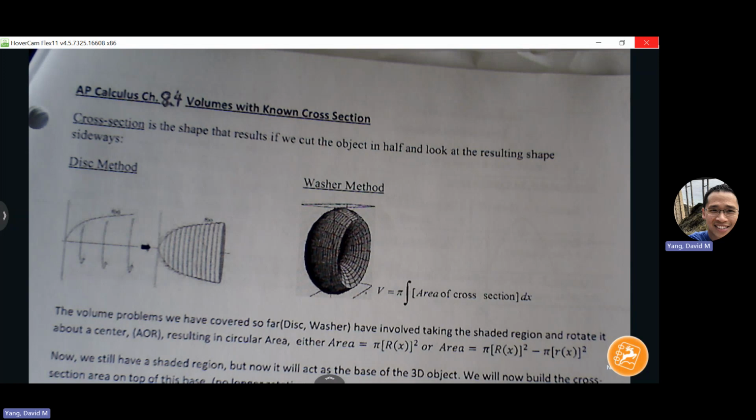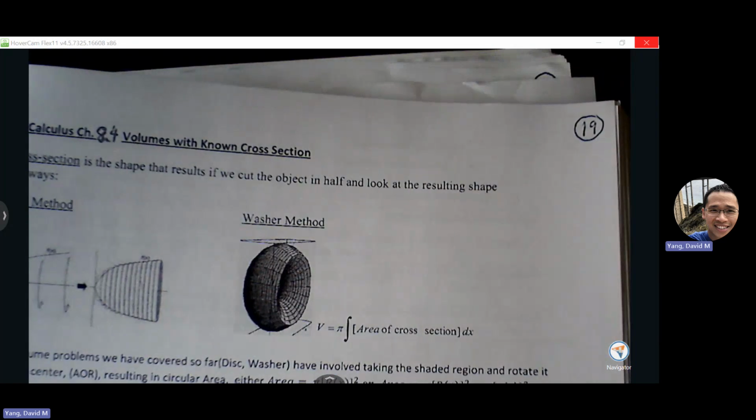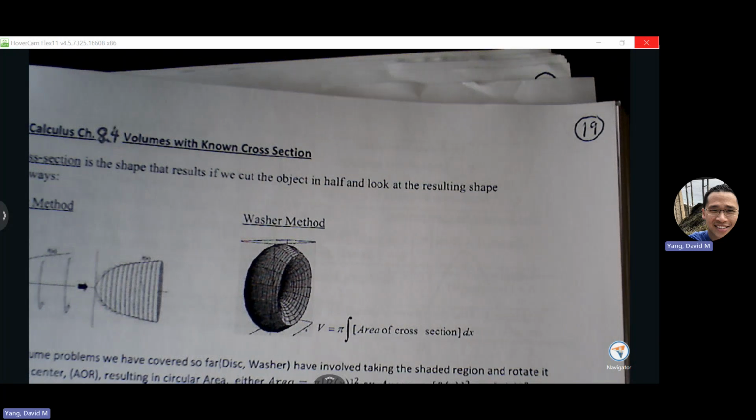All right, guys, let's go to page 19. Okay, guys, page 19. We have one more topic to go over, and that is volume by cross section.